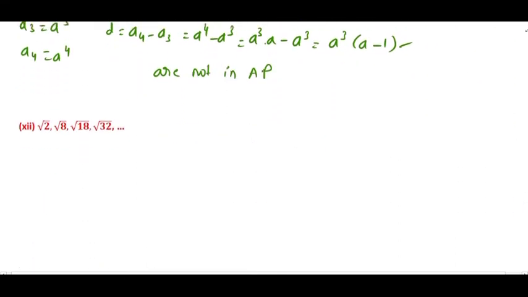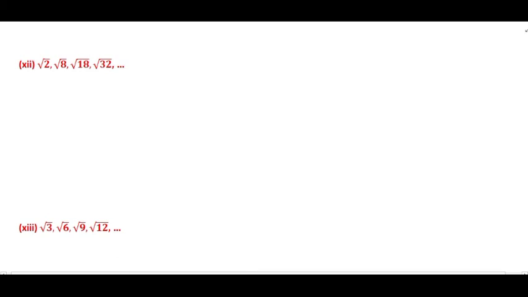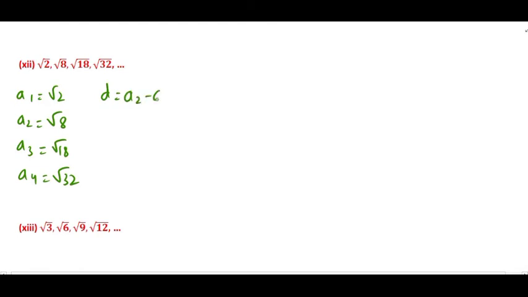Let us move on to the next question now. So my dear students, in this problem, what is given? A1 is given as root 2, A2 is given as root 8, A3 is given as root 18, and A4 is given as root 32. See, what is the common difference here, my dear students? d can be written as A2 minus A1. What is A2 here? Root 8. And what is A1 here?